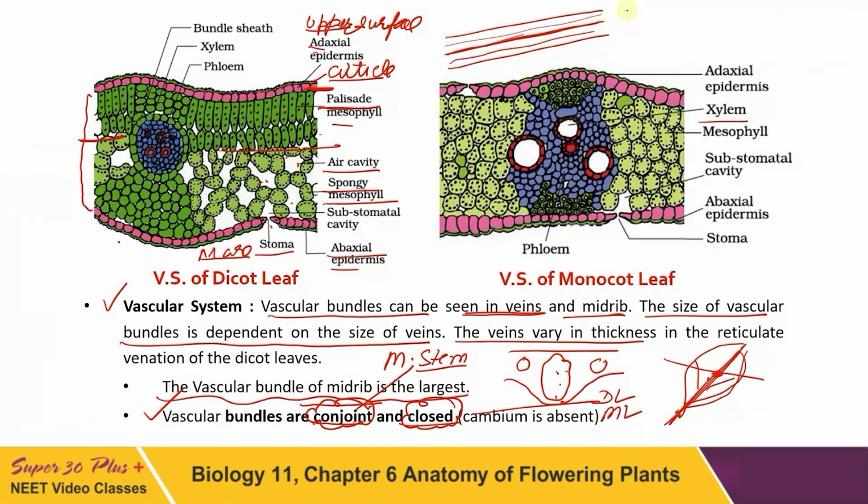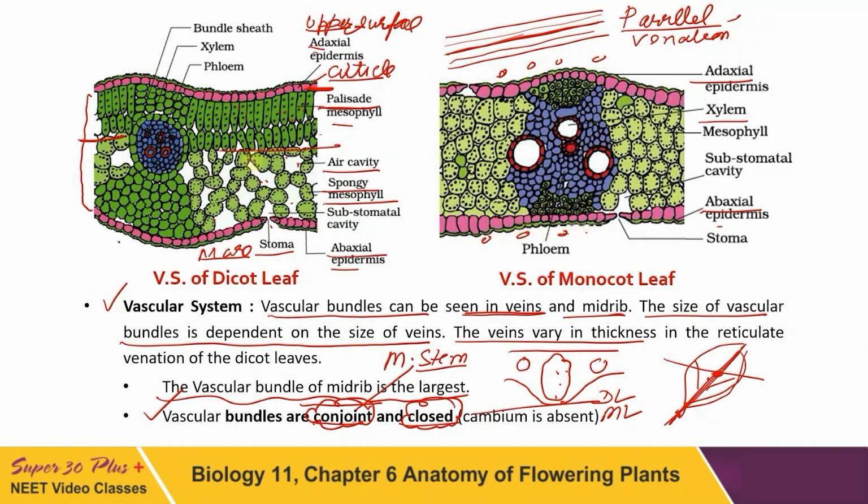That is, there is parallel venation. You see, parallel venation is related to the anatomy of a monocot leaf. As usual, this is the adaxial epidermis. This is the abaxial epidermis. The number of stomata are almost equal on both sides.